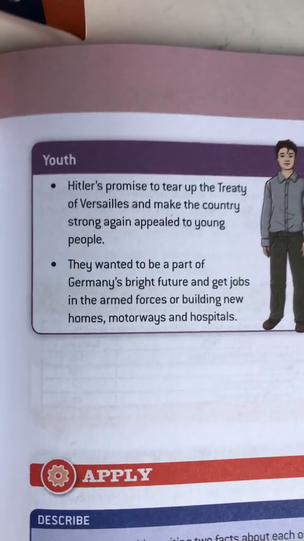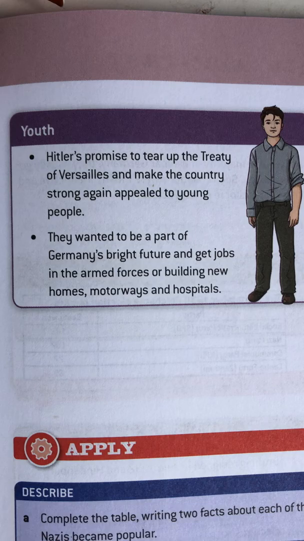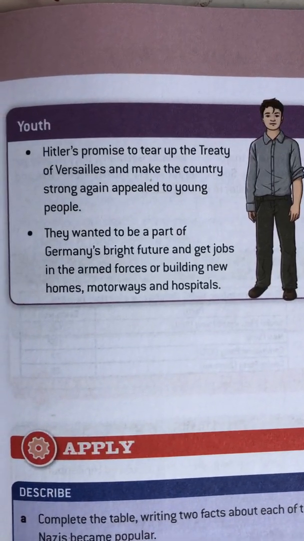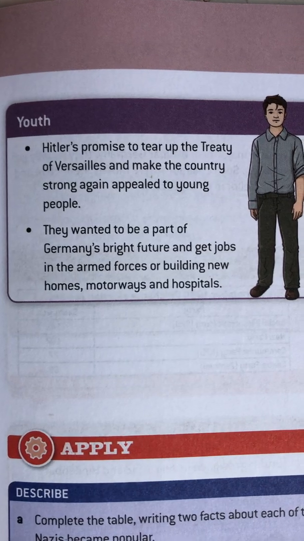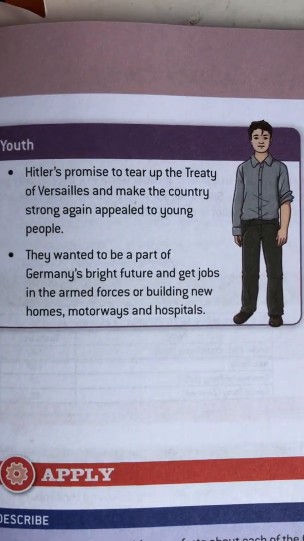Hitler promised to tear up the Treaty of Versailles and make the country strong, which appealed to a lot of young people. And young people wanted to be a part of this new growing Germany that they'd seen during the 20s, and Hitler was promising to keep that going, and he promised them jobs.